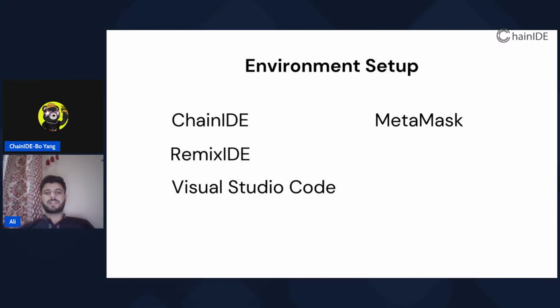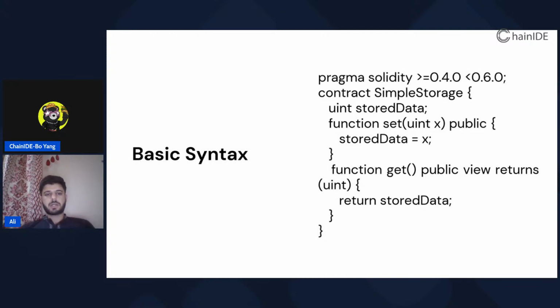You can install MetaMask from the Play Store if you are using Windows, and if you are using a Mac operating system, you can download it on your Mac also, following the requirements. So these are the environment setups. Once you have access to the chain IDE and you have downloaded MetaMask, you can start development now.